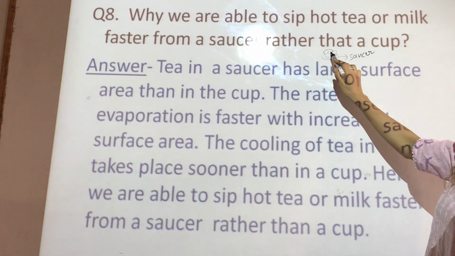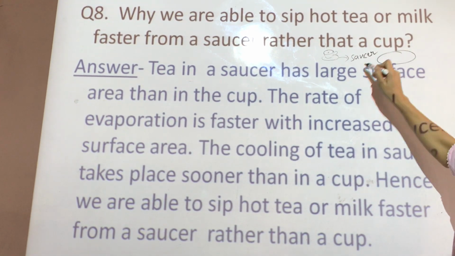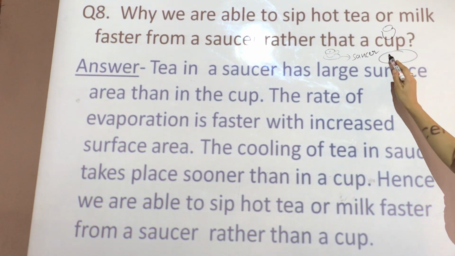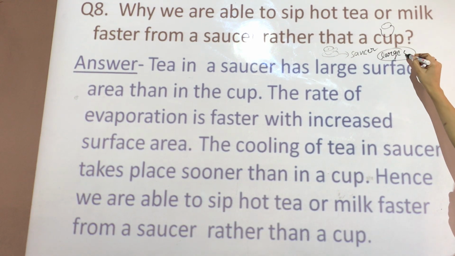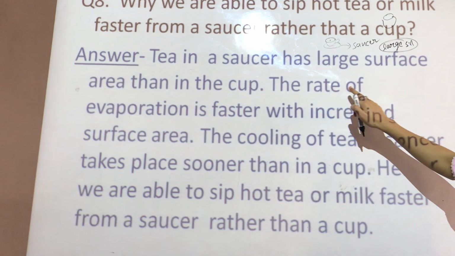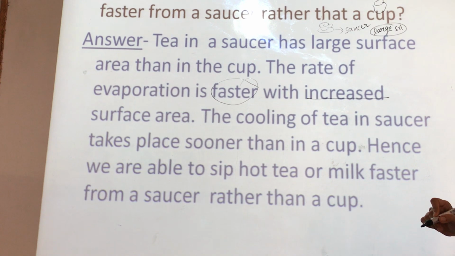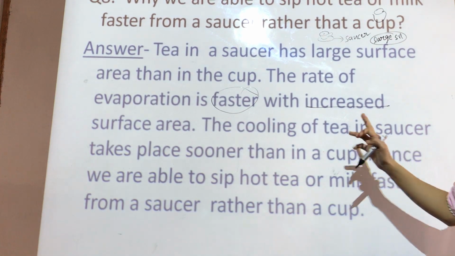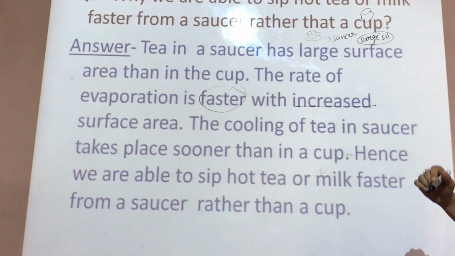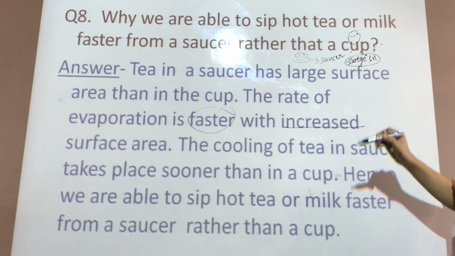Tea in a saucer. If you pour some tea into that saucer, you will notice that the saucer has a large surface area. The cup has a smaller surface area, but the saucer has a large surface area. The rate of evaporation is faster with increased surface area. The cooling of tea in a saucer takes place sooner than in a cup. Hence, we are able to sip hot tea or milk faster from a saucer. So evaporation becomes faster when the surface area is large.